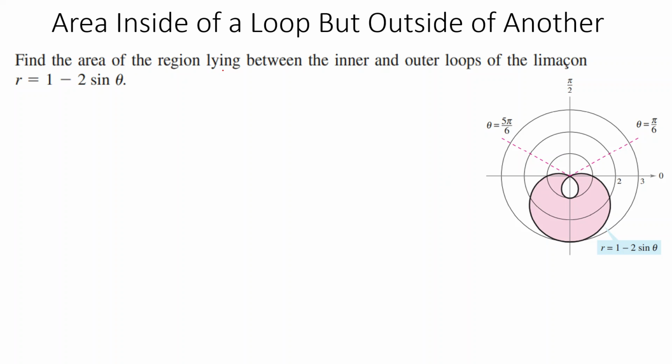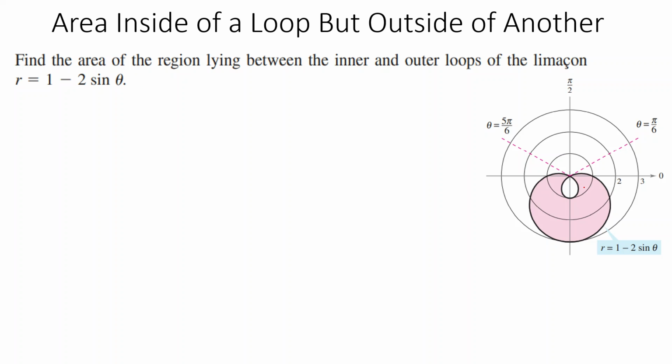So for instance, find the area of the region lying between the inner and outer loops of the limaçon. A limaçon is just a shape that looks kind of like a lima bean. This one has an inner loop. Some of them do, some of them don't. It's not important if you know the names of the shapes here, guys. So we have r equals 1 minus 2 sine of theta.